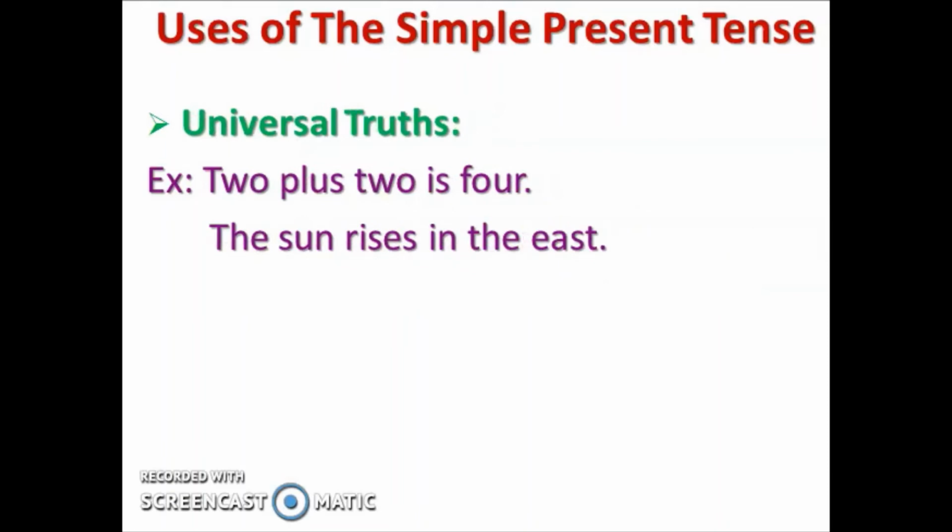Next, the simple present tense is used to express universal truths. What are universal truths? Universal truths are facts that are the same anywhere across the earth. For example, 2 plus 2 is 4. The sun rises in the east, and obviously the sun sets in the west. Another example could be doctors who treat animals are called veterinarians. The earth revolves around the sun. These are all examples of universal truths.